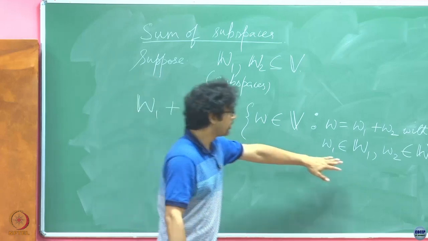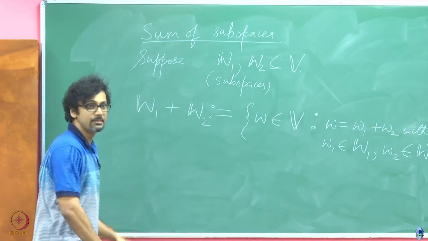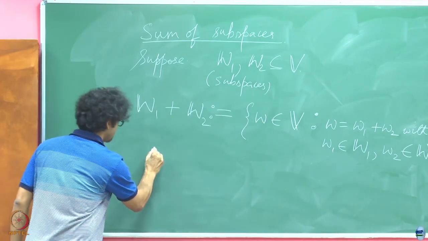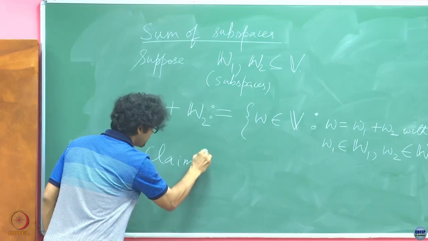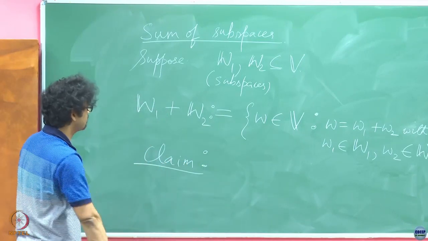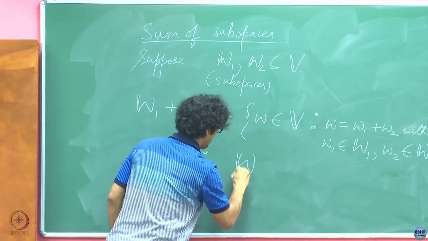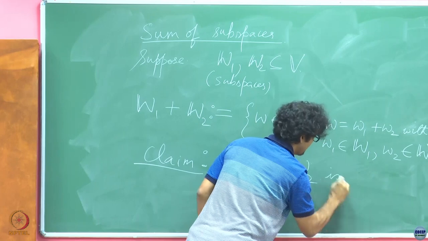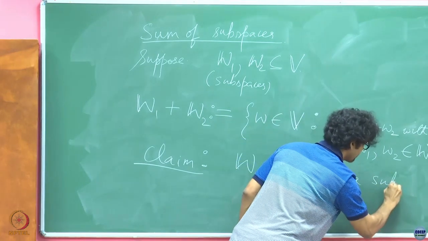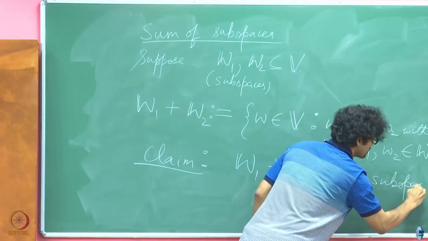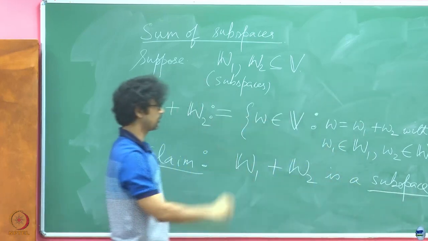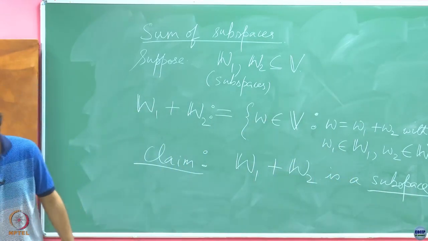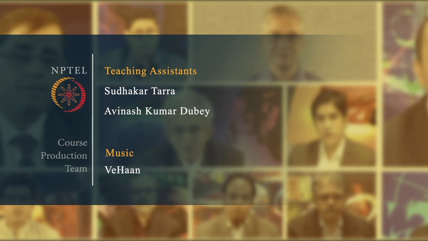Right. So we have this, and the important claim, which we shall see in the next module, is, you might have already guessed, that this object W1 plus W2 is a subspace. Okay, so we'll prove that next.